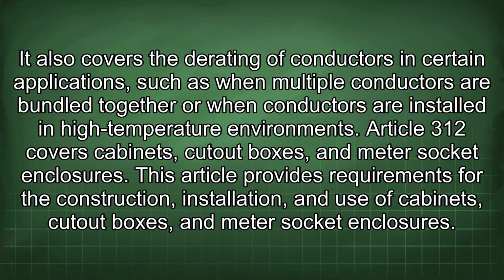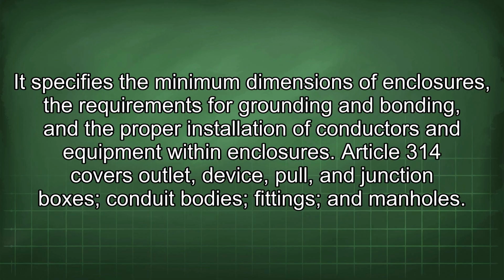Article 312 covers cabinets, cut-out boxes, and meter socket enclosures. This article provides requirements for the construction, installation, and use of cabinets, cut-out boxes, and meter socket enclosures. It specifies the minimum dimensions of enclosures, the requirements for grounding and bonding, and the proper installation of conductors and equipment within enclosures. Article 314 covers outlet, device, pull, and junction boxes, conduit bodies, fittings, and manholes.